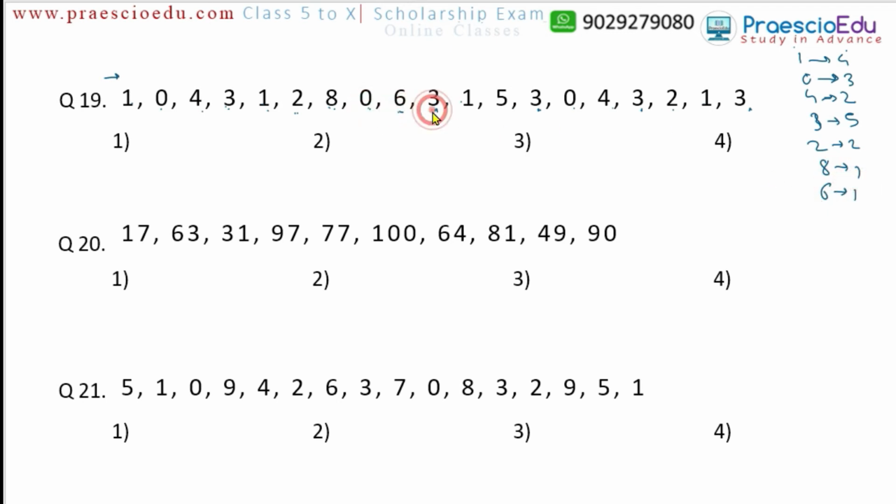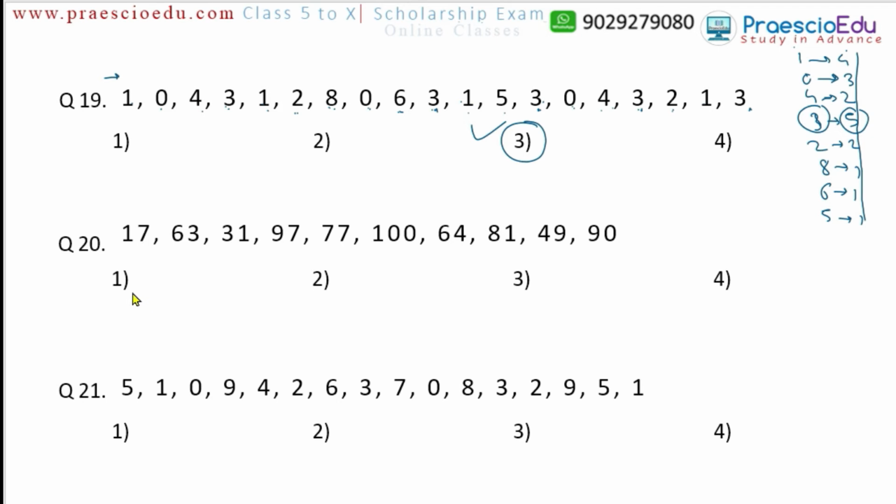There is no other 6 mentioned. So then 3 counted, 1 counted, 5 not counted. So 5 also 1 time. Then 0 already counted. 0, 4, 3, 2 all are counted. So this one, if you see all the numbers, the maximum is 5 times. So digit 3 comes the maximum times. So most of the times means maximum time. So option number 3, 3 is mentioned. So option number 3 is the correct one.